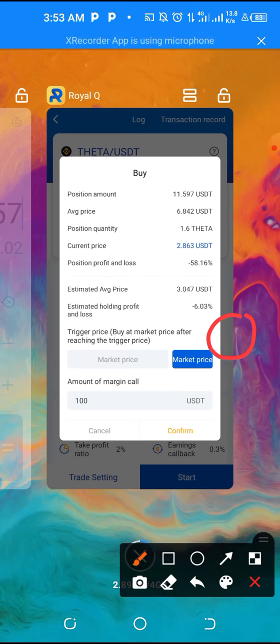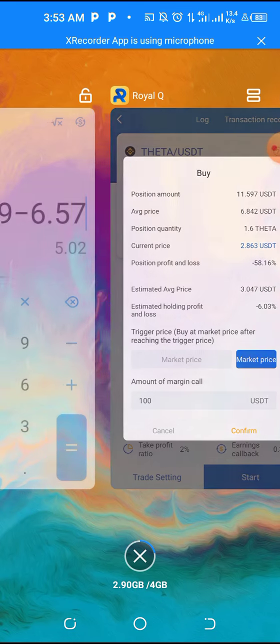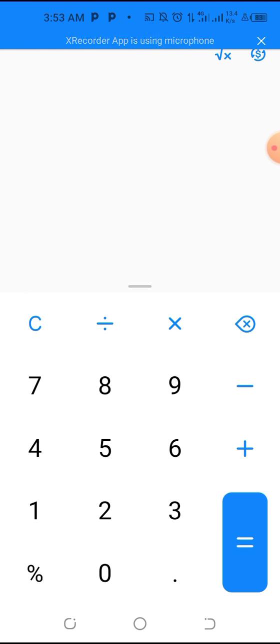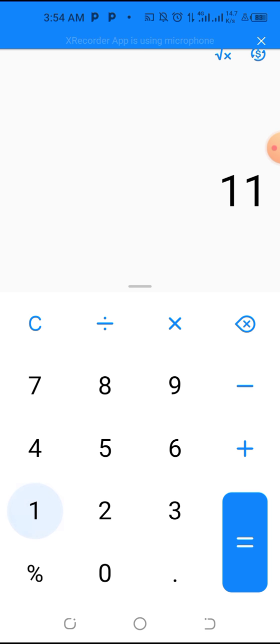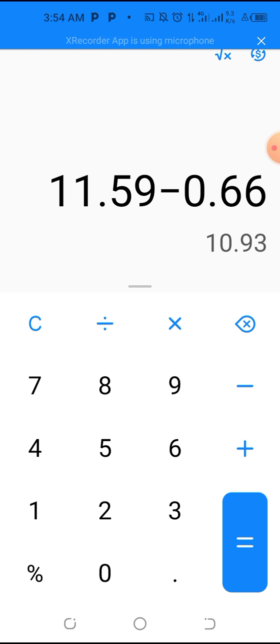The meaning of this is that if you put $100 into this trade, your loss has reduced from 58 to 6.02. That will be 6.02% of 11.597. You can see the percentage loss has reduced. So that means your capital will have come up to like 11.59 minus 0.6, to like $10. So instead of you losing like a whole $50, let's say you have about $110, your loss will be reduced to like $10. So if you want the loss to reduce more, you put in more money.